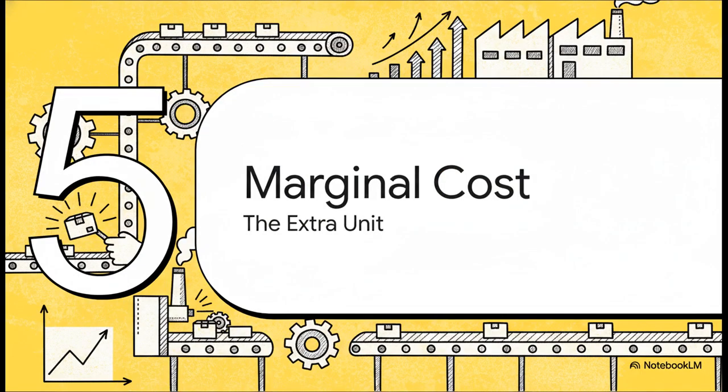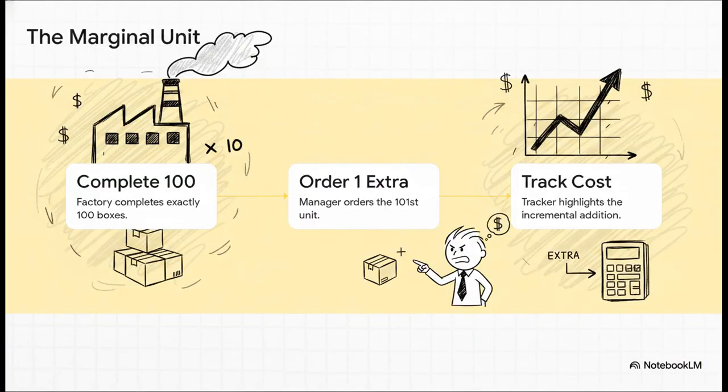And finally, Section 5, the extra unit, also known as marginal cost. Total and average costs are great baselines, for sure, but there's this one highly dynamic metric that dictates the hardest business decisions. What happens when we push the factory to do just a little bit more? Imagine our factory has completed exactly 100 boxes, but then the manager decides to produce just one single extra unit, the 101st box. A cost tracker would highlight a sharp incremental addition made to the total cost framework solely to create that specific extra item. That spike right there, that's the marginal cost.